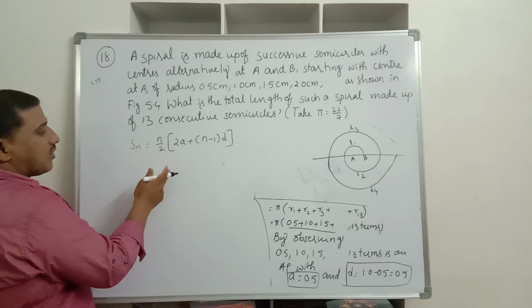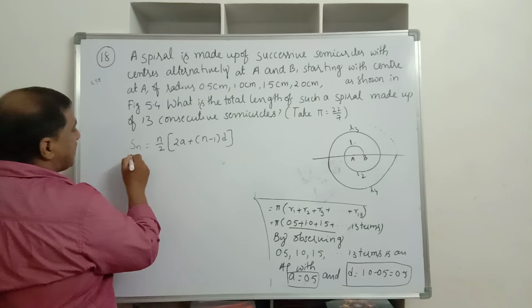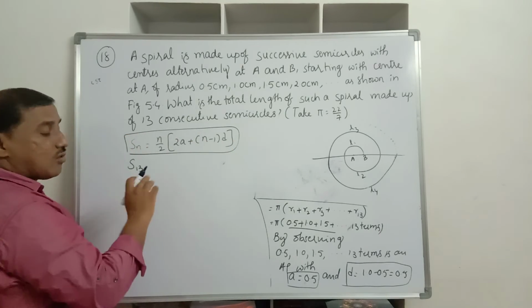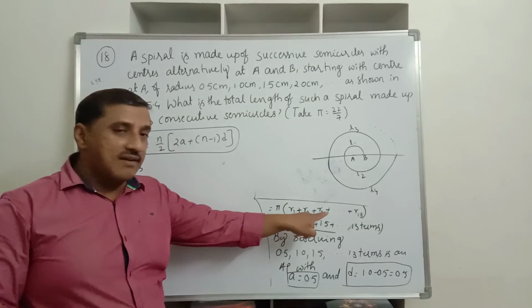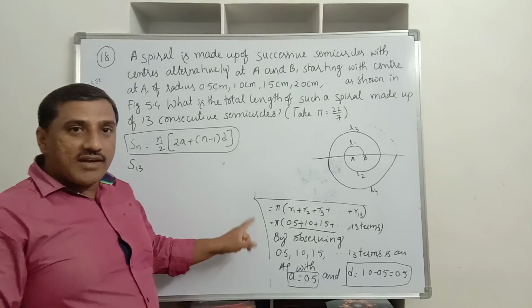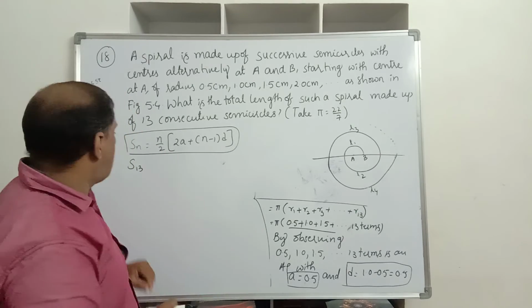So here n is equal to what? 13. Yes, 13, that is 13 radii. This we are finding for what? To find the sum of the radii of the 13 semicircles. S13 there is the total length of the 13 semicircular arcs.